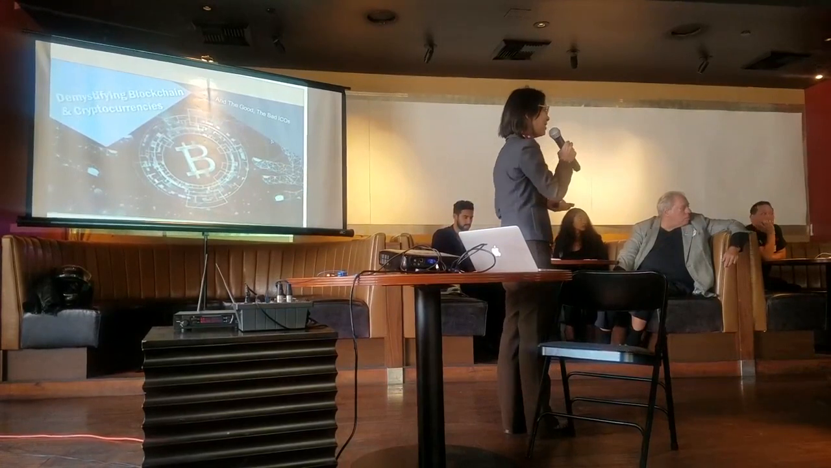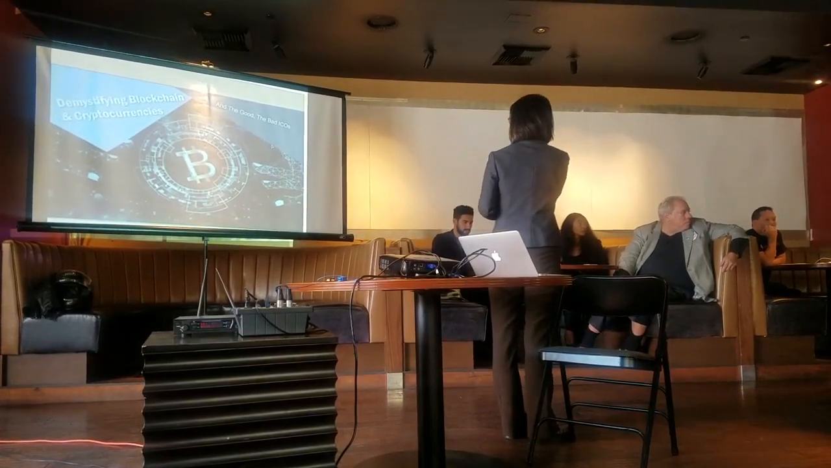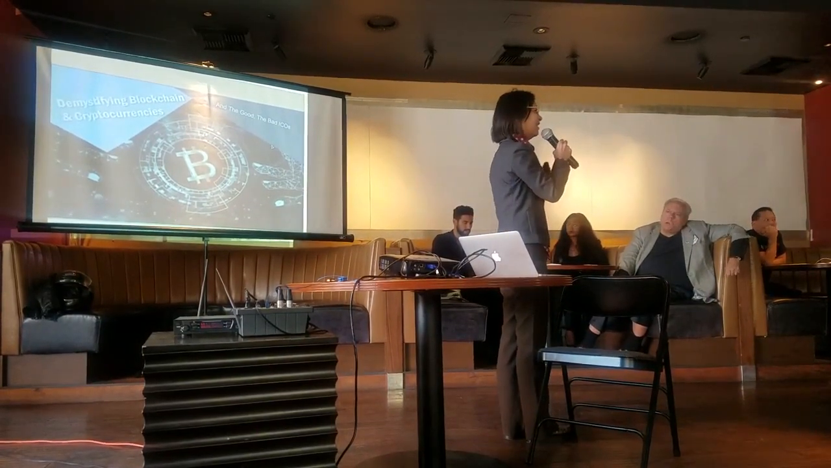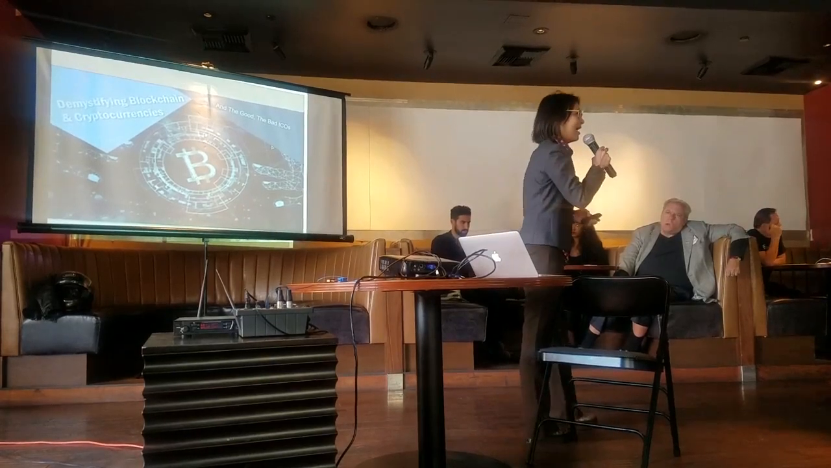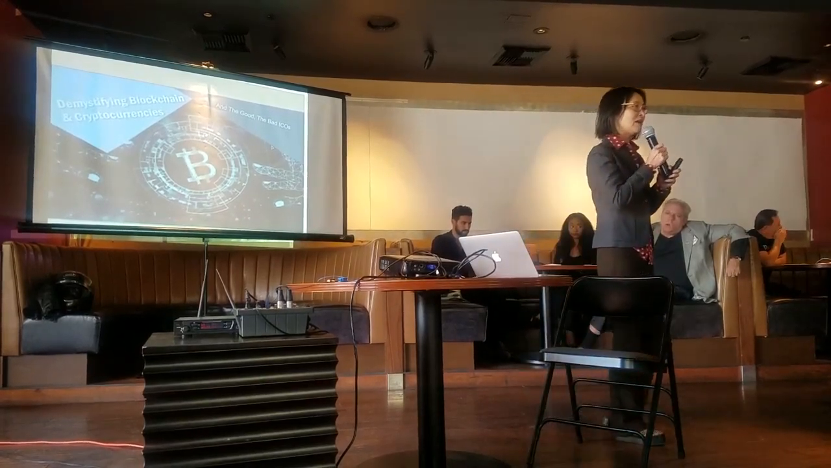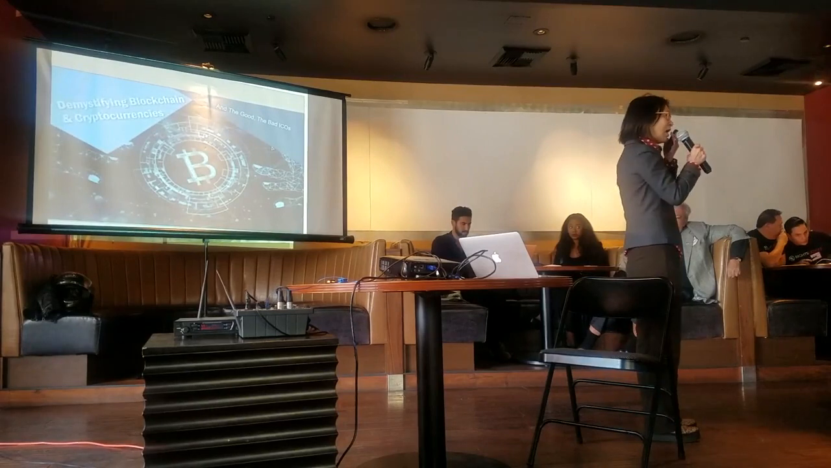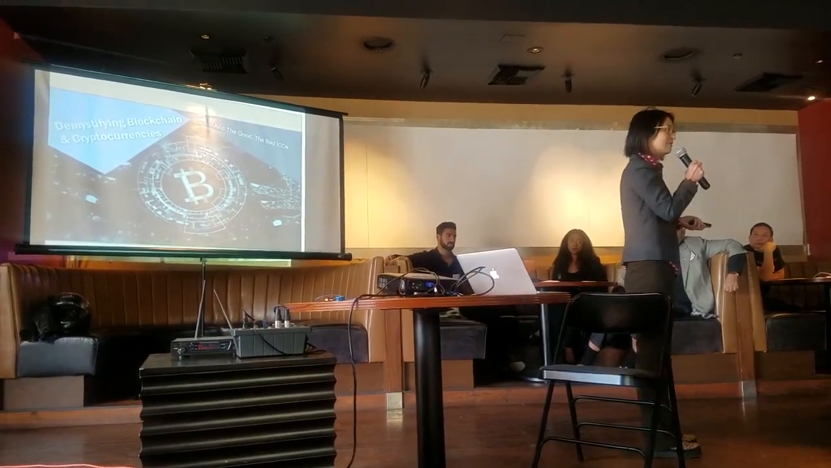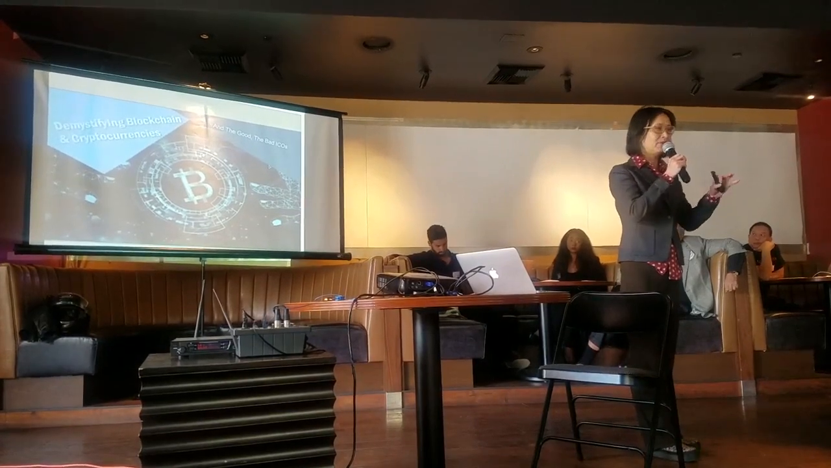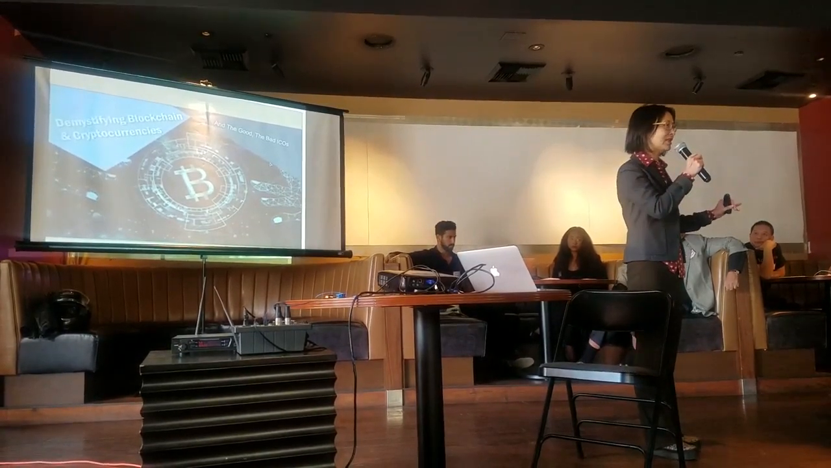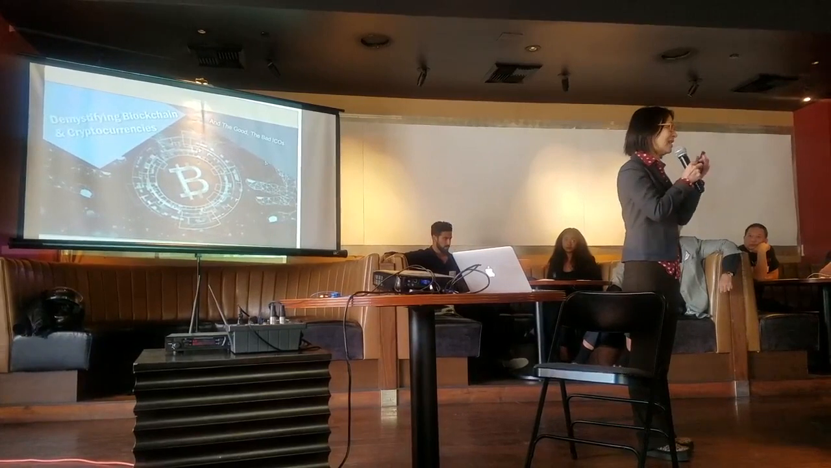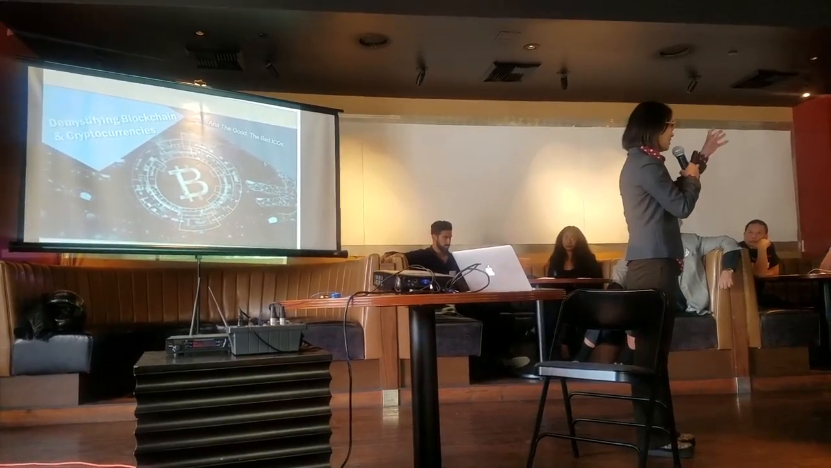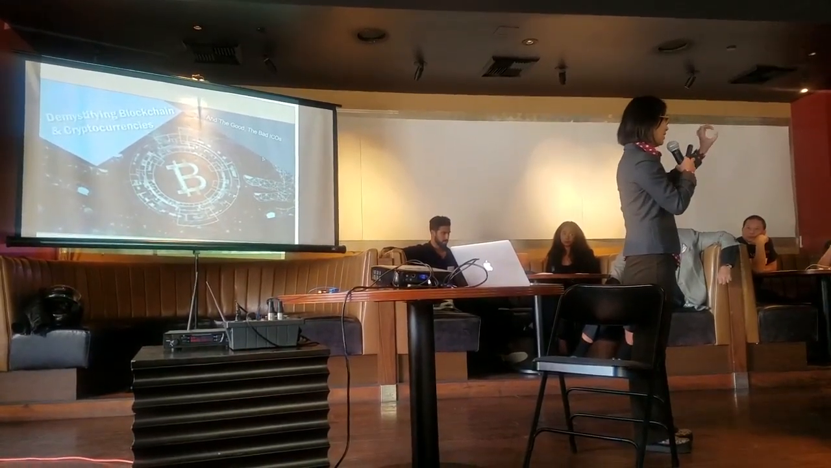So I'm going to talk about demystifying blockchain and cryptocurrency, the good, the bad, and the ugly of ICOs. I like to give parables. So I'd like to give you an example, use a parable, to differentiate blockchain, cryptocurrency and ICO. It's like a candlestick and a wick and a flame.